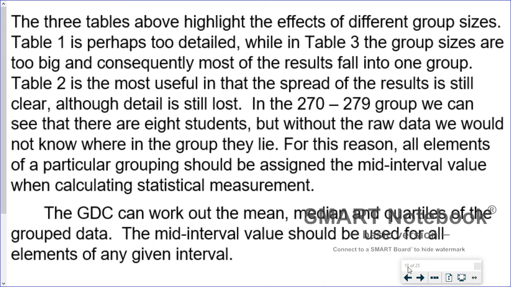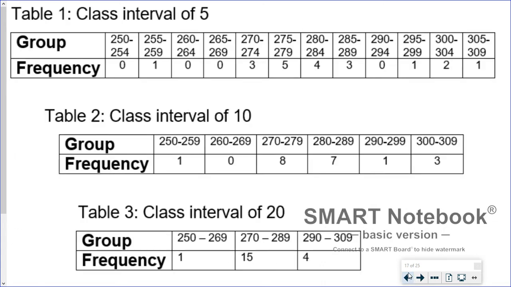Table 1 is perhaps too detailed, while in Table 3 the group sizes are too big, and consequently most of the results fall into one group. So that's saying that those aren't necessarily great. Now, too detailed isn't bad, right? But if you're going to be that detailed, and you have lots of ranges with 0s and 1s and 2s, then don't even group it. Just use the whole data set individually.